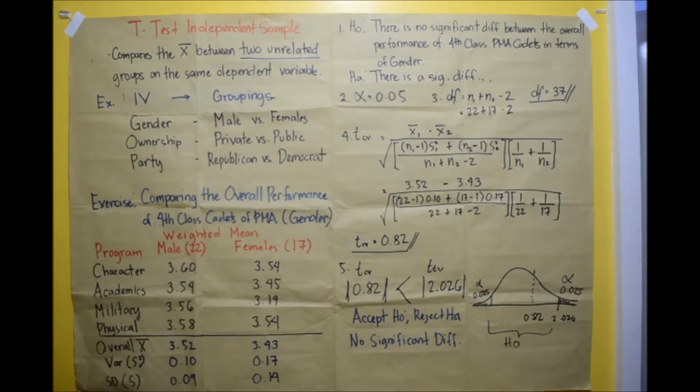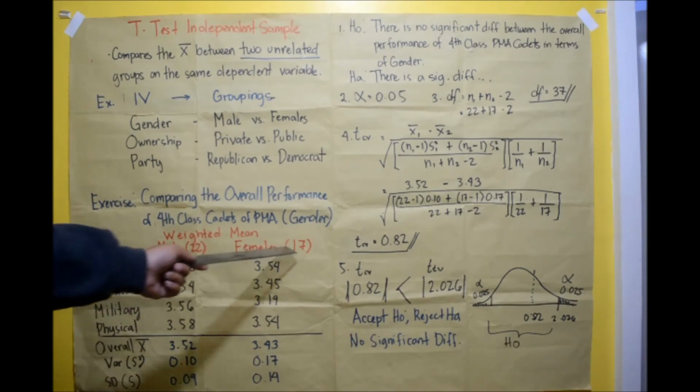Pwede yun. Although madami siyang, same as with military, physical, iba. However, he converted it into a Likert scale. Kaya, yung dependent variable natin would now be performance. Then, he categorized it into males and females. Now, ano tong 22 and 17?